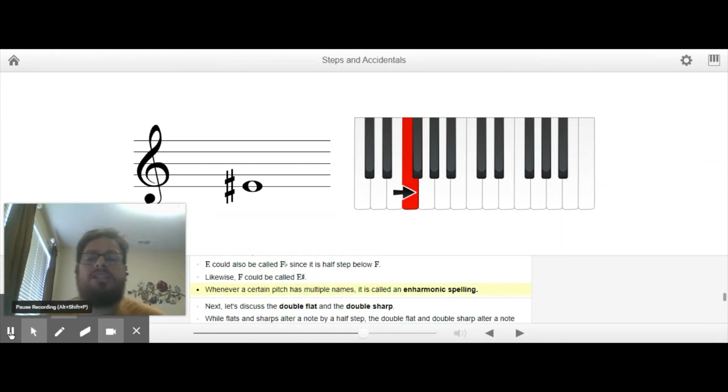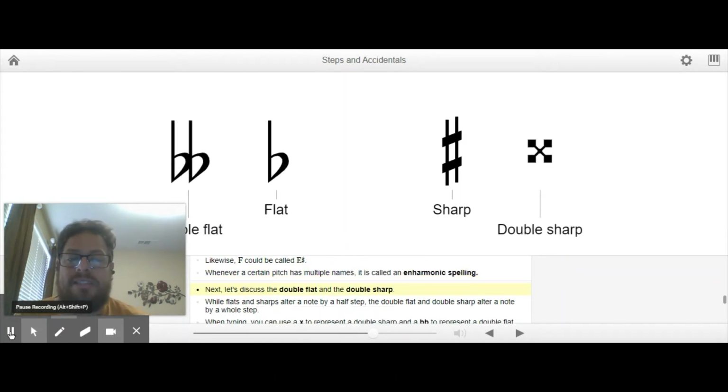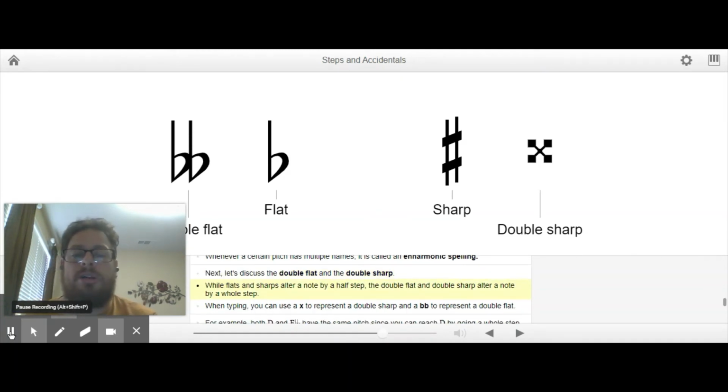All these notes have two different names, and that's called enharmonic spelling. So a note called two different things is enharmonic spelling. And if you want to get confused even more, let's talk about double flats and double sharps. While that flat and that sharp sign lower or raise a note by half a step, that double flat and that double sharp sign will lower or raise it by two half steps, or a whole step. The double flat looks like two lowercase b's, the double sharp looks like an X.